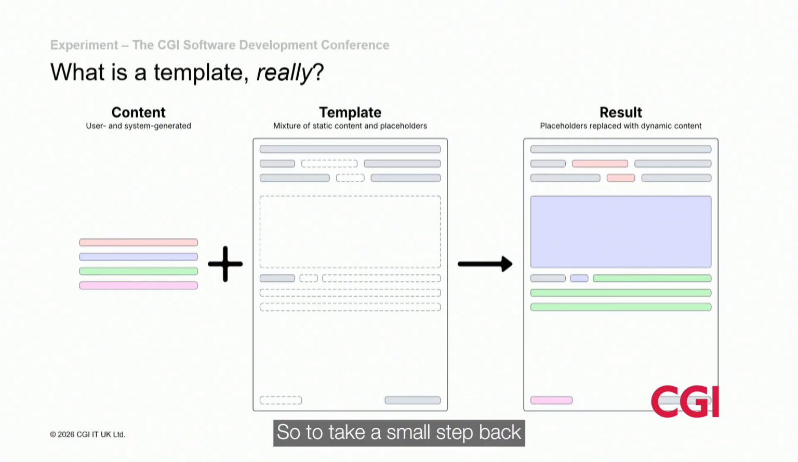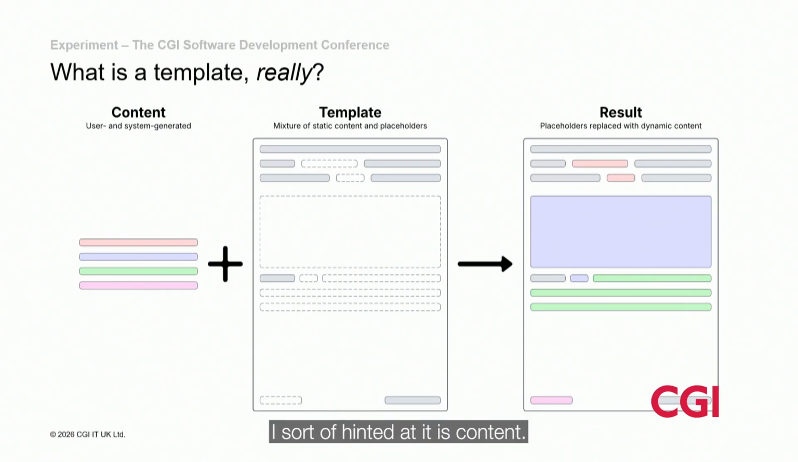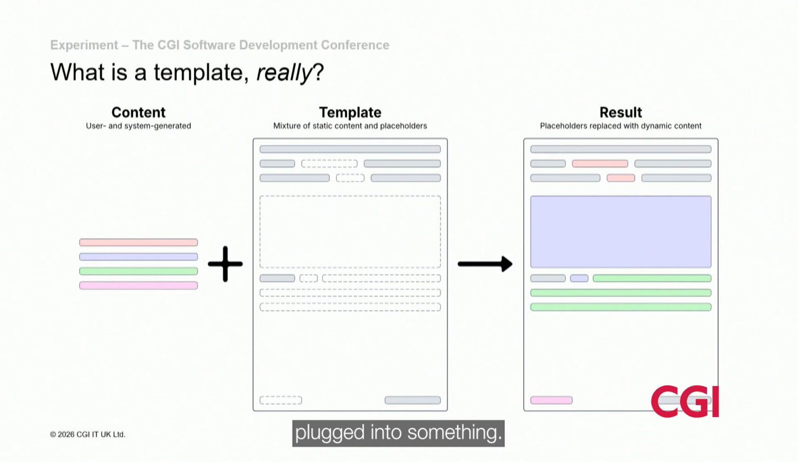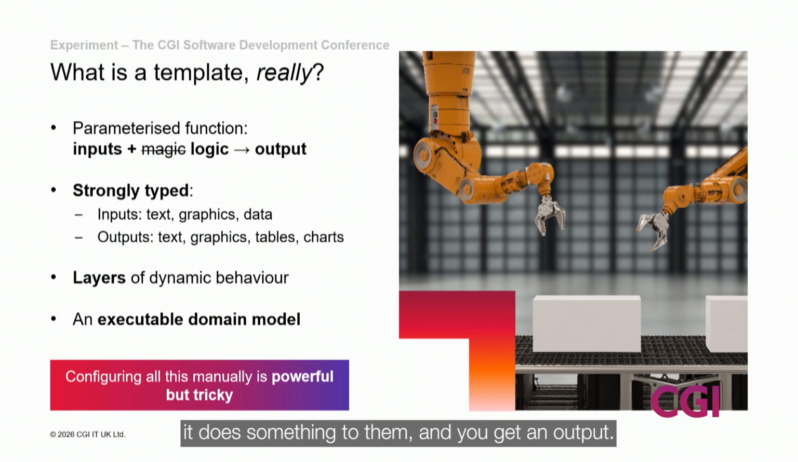So to take a small step back and look at the technical underpinning of this, what is a template? As I hinted at, it is content. It's varying content that's produced by systems or users, plugged into something, and it spits out a result which varies according to that content. The idea is that this is deterministic: the template transforms that content and gets the same result for the same content, or different results for different content, which means it looks a lot like a function. So we talk a lot about code. A template is basically just a code function. It's got inputs, it does something to them, and you get an output.